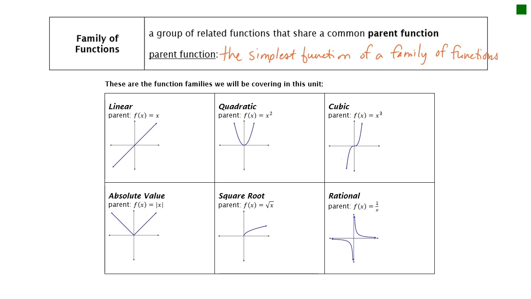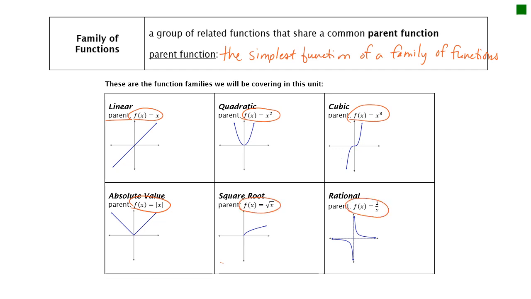And you'll see down here, there are 6 of them that are listed. Each of the names that are bold is the name of each family. So the families we're going to be talking about are linear, quadratic, cubic, absolute value, square root, and rational. And then there's the parent equation or the parent function. And those are where it says parent, and then it has f of x equals. So these are the most simple form of an equation in each of these families.